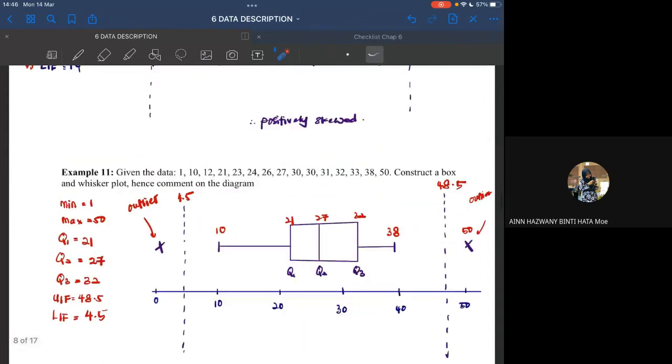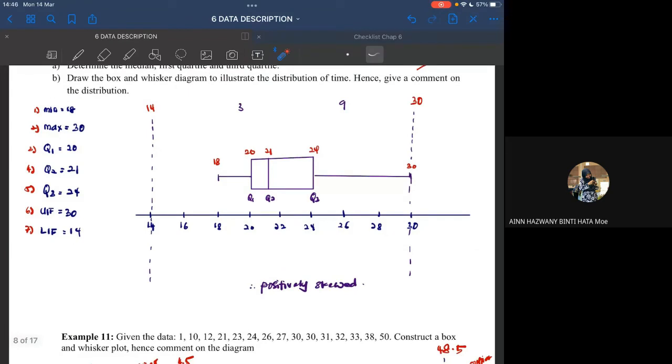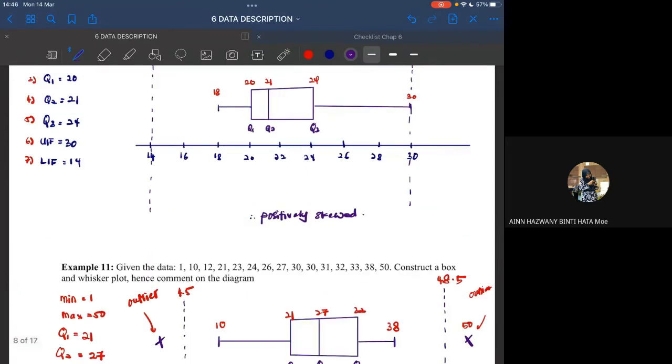Okay, so back to the previous question dekat sini. Kalau kamu tengok dekat sini, upper inner fence kita dengan maksimum kita ialah nilai yang sama. So, does it consider as the outlier? Is this your outlier? Kalau nilai maksimum di atas fence kita. Tidak. Outlier tidak. Outlier ialah di luar fence saja. So, kalau di atas fence kita, dia bukan outlier. So this one here, no outlier.